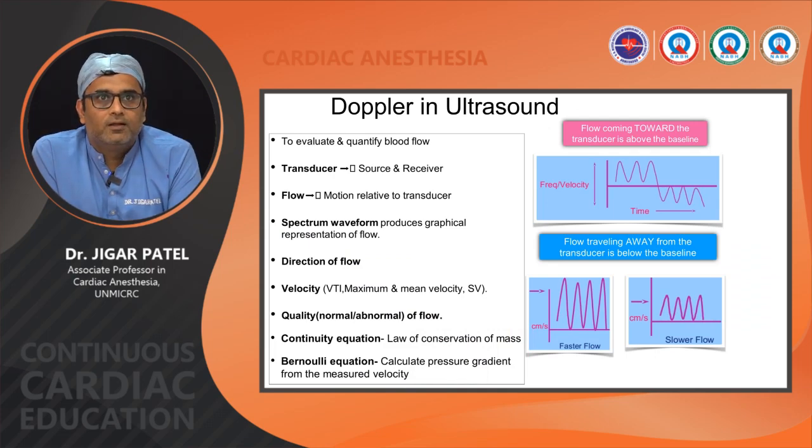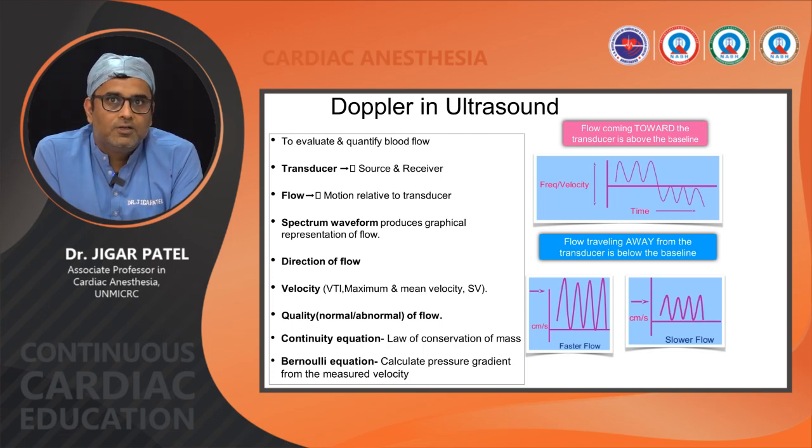Now the use of Doppler in ultrasound is to evaluate and quantify blood flow. Here the transducer is a source and receiver, and flow is motion relative to the transducer. Flow coming toward the transducer is above the baseline, and flow going away from the transducer will be below the baseline. And this is a spectral waveform representation of the Doppler signal. So you can measure the direction of flow, velocities like VTI, maximum and mean velocity, and based on this you can calculate stroke volume from the Doppler signal. You can identify the quality of flow, whether it is normal flow or abnormal flow.